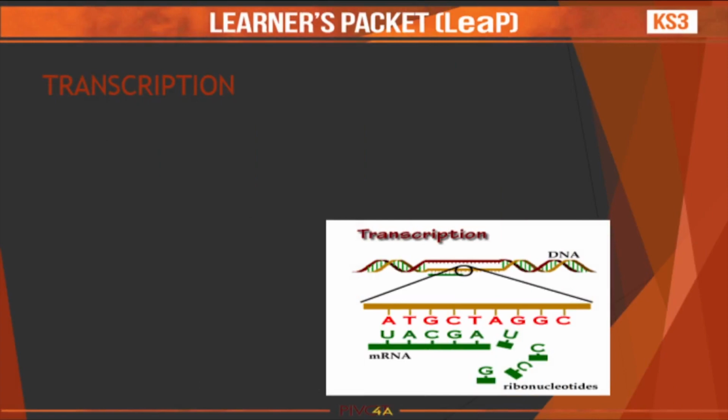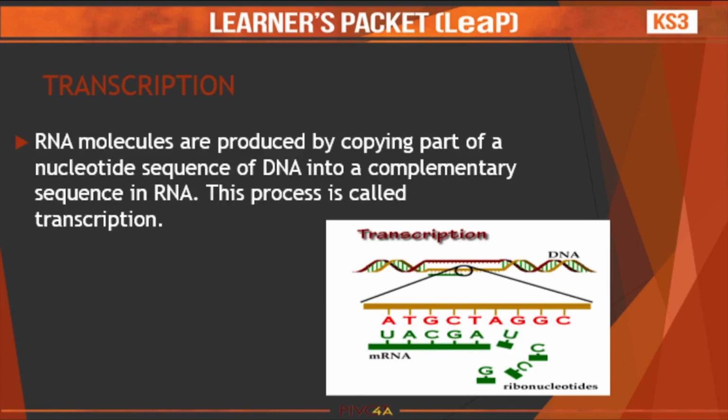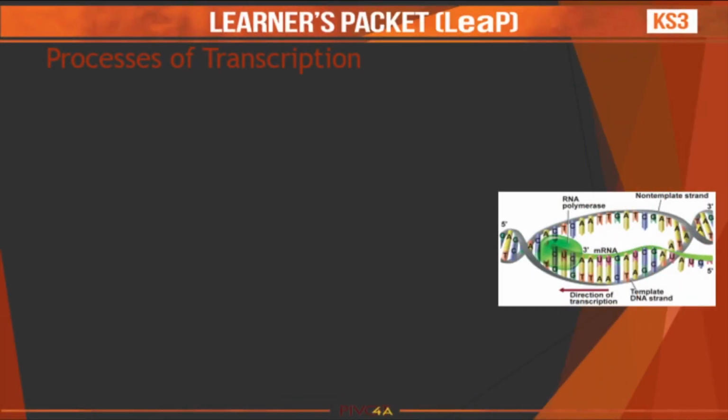So, did you find this car-making analogy helpful? But how does the information in DNA, which is found in the nucleus, move to the ribosome in the cytoplasm? So, let's talk about transcription. Okay? RNA molecules are produced by copying part of a nucleotide sequence of DNA in a complementary sequence in RNA. So this is what we call the process of transcription. So what are the processes of transcription?